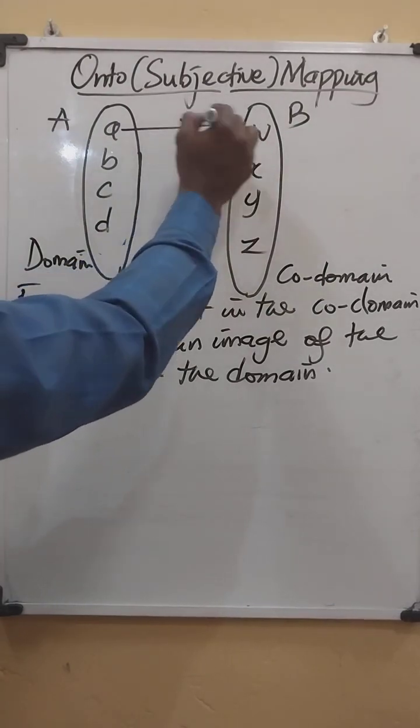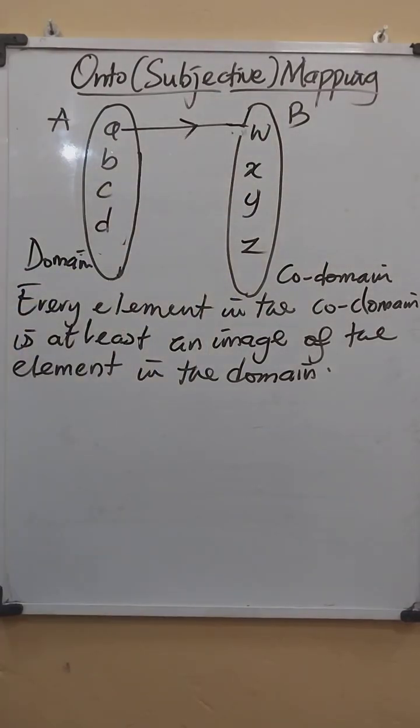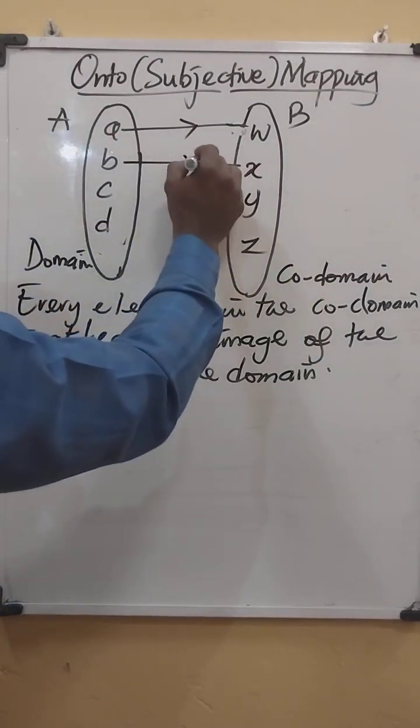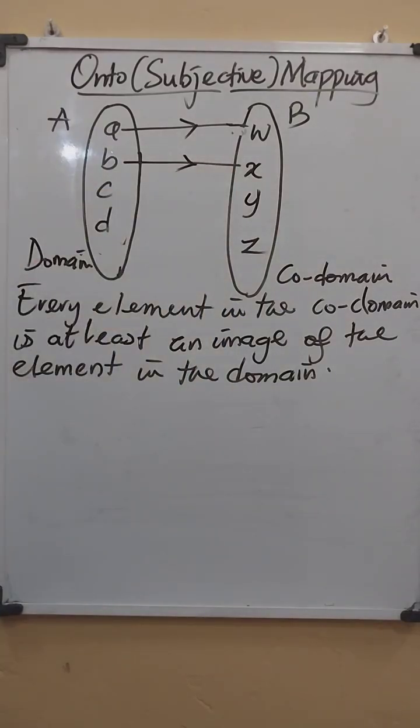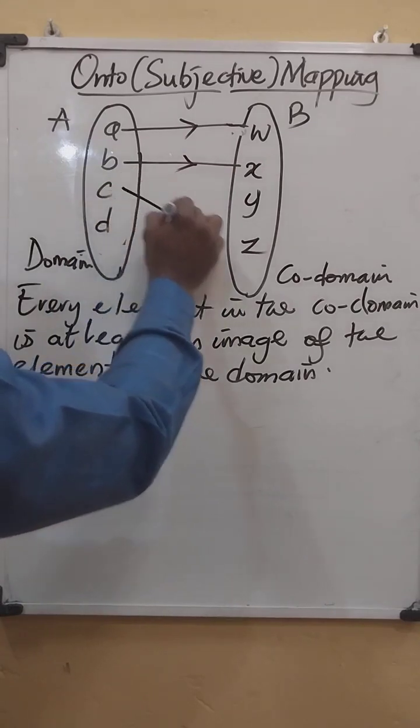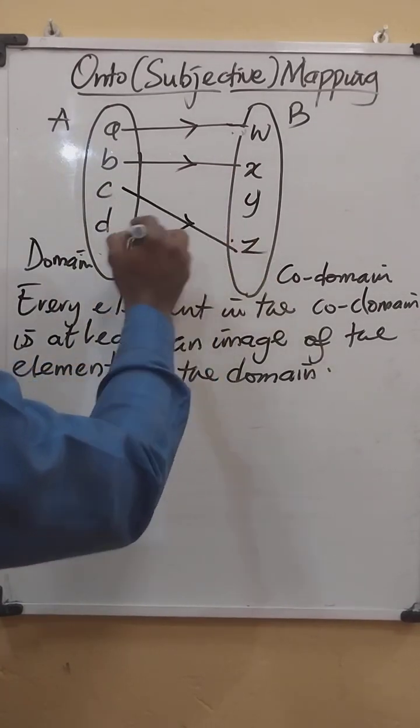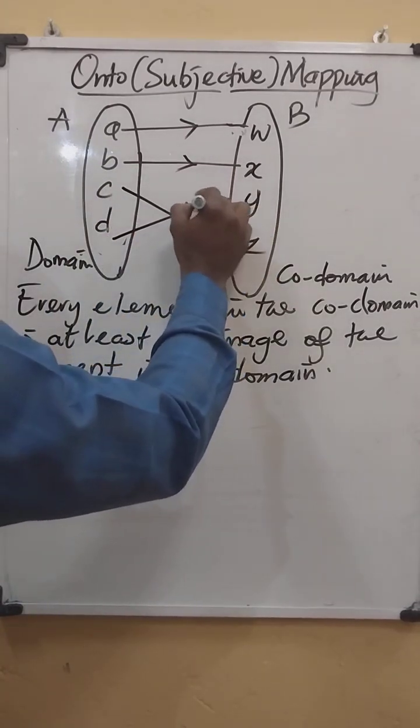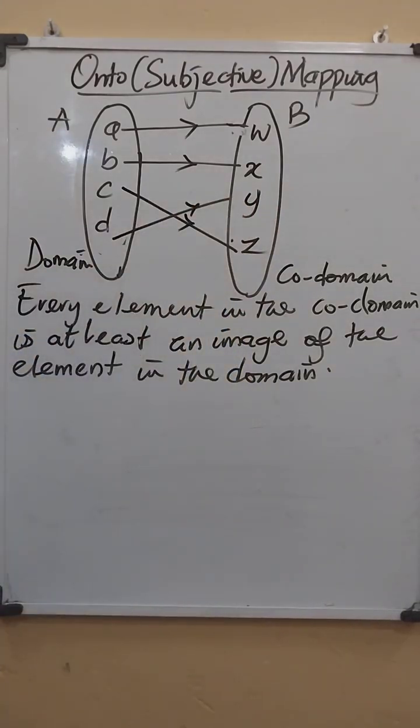You can put it this way or the other way. A is mapping with W and B mapping with X. Are you following me? Then the next is that this will map with this, and then this will map with this. This is the onto or surjective mapping.